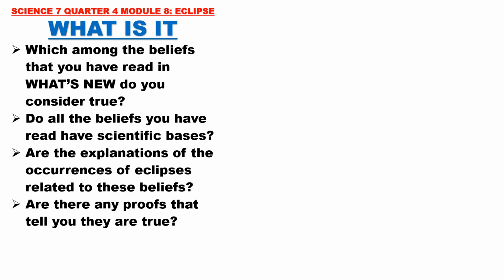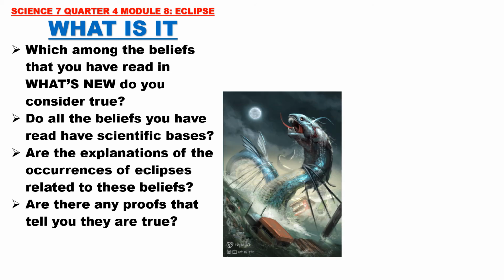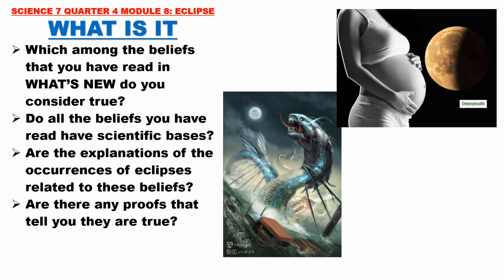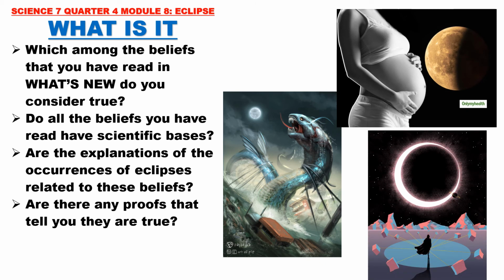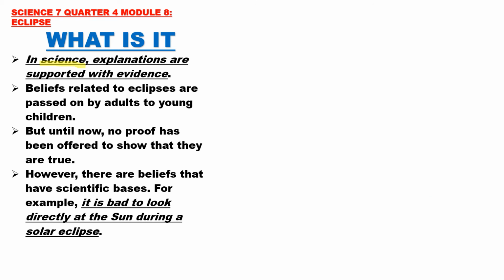Which among the beliefs that you have read in What's New do you consider true? Do all the beliefs you have read have scientific basis? Are the explanations of the occurrences of eclipses related to these beliefs? Are there any proofs that tell you they are true? In science, explanations are supported with evidence. Beliefs related to eclipses are passed on by adults to young children, but until now, no proof has been offered to show that they are true.